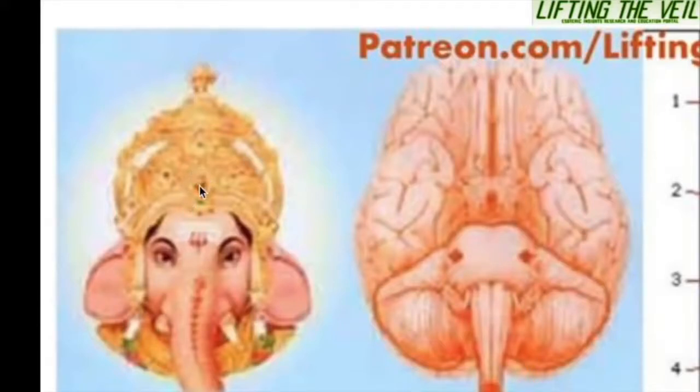And then the little gem on the crown of Ganesh is the exact representation of the location of the pituitary gland. This is the pituitary gland, located right at the base of the optic chiasma.